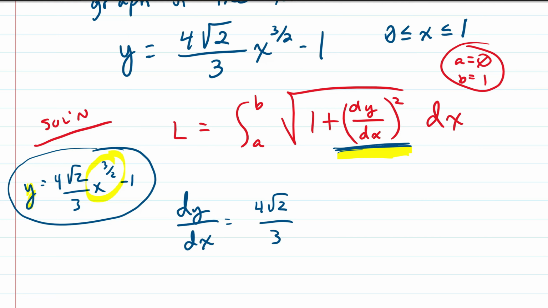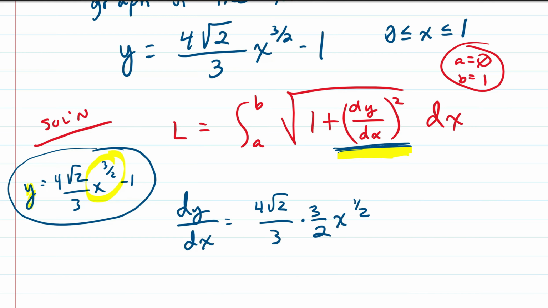So we take the 3/2 and bring it out to the front of the x. And then we're supposed to subtract 1 according to the power rule. So 3/2 minus 1, 1 is like 2/2. So 3/2 minus 2/2 is going to be 1/2. And then minus 1, the derivative of a constant is just 0.